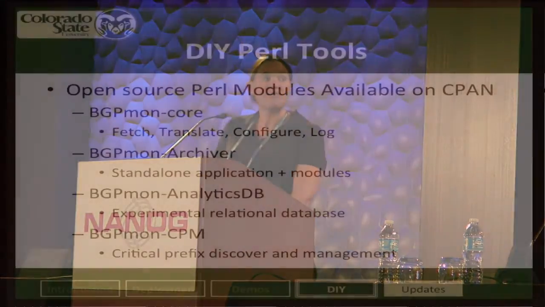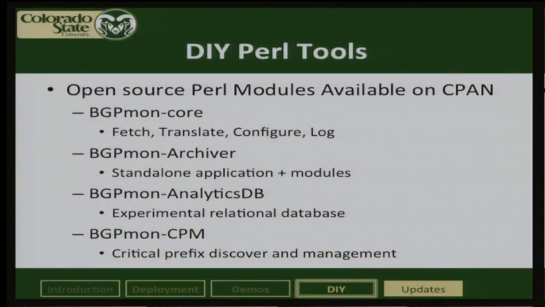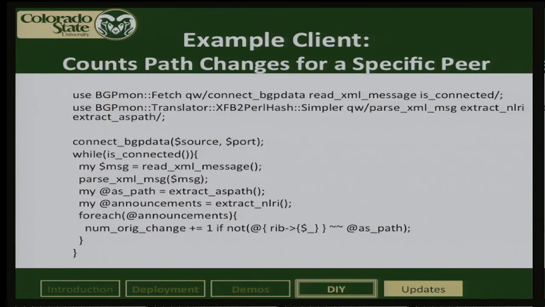We also make the analytics database available. This is a relational database right now. It's in Postgres, as well as the CPAN module. And there are several other modules that are in the works right now. We're about to release one that gives you the ability to choose any point in time and get a dump of a specific peer's RIB table at that point in time. And as I said, all of these are freely available on CPAN.